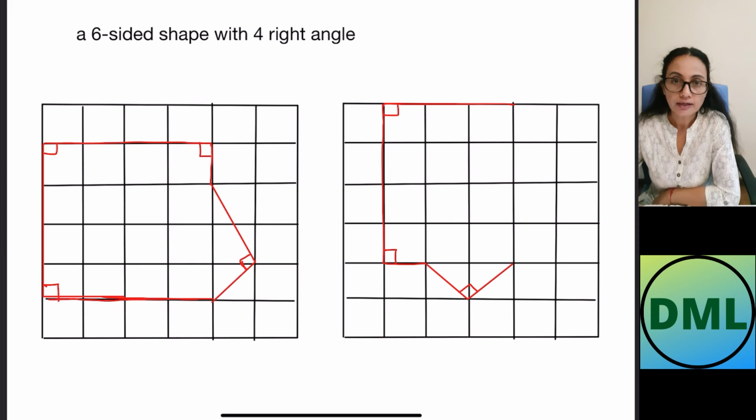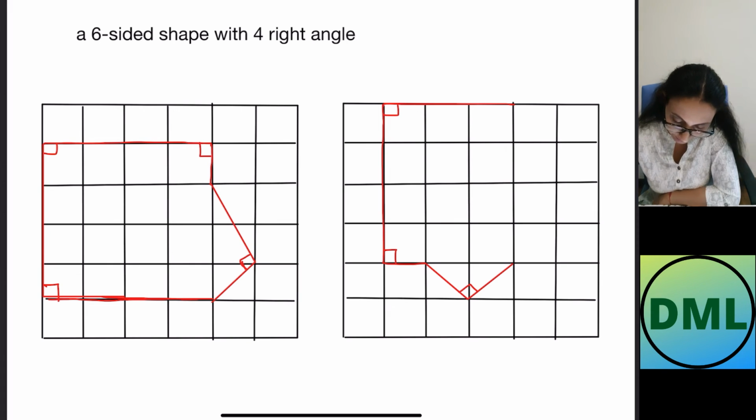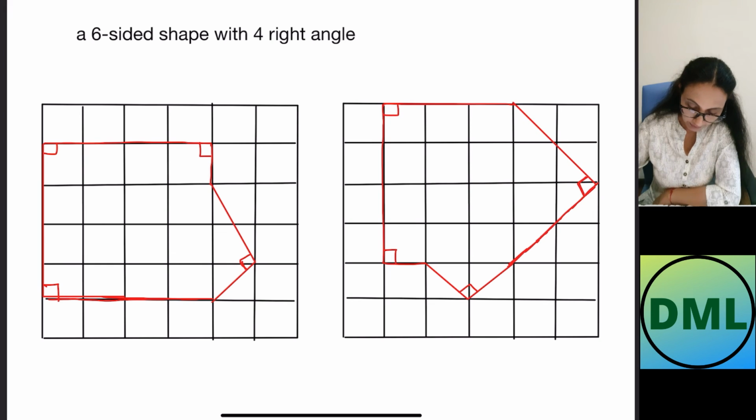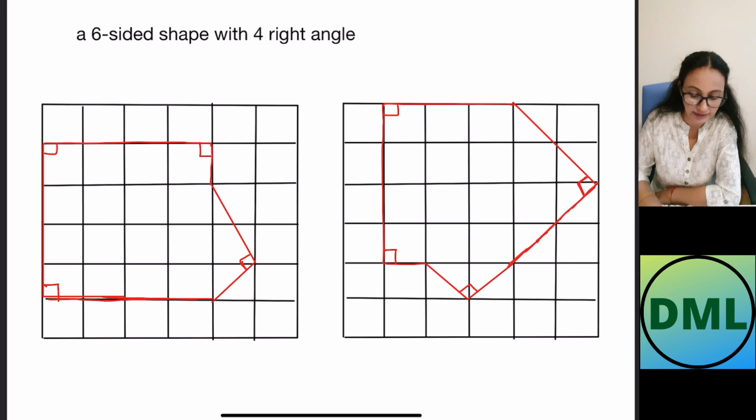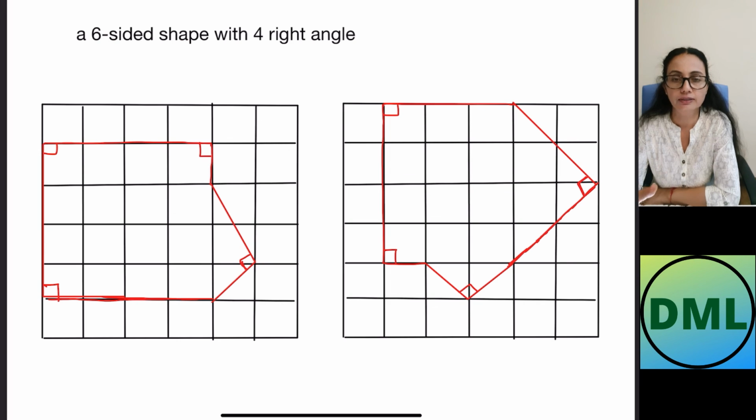I need one more right angle. So how do I do that? If I extend this line till here and if I join this here, so this is my right angle here. I have drawn 1, 2, 3 and 4 right angles. And how many sides did I draw? 1, 2, 3, 4, 5 and 6 sides. So this is the shape we have with 4 right angles and 6 sides. When you draw that, you need to check your sides as well as your right angles. Then you are able to draw that.